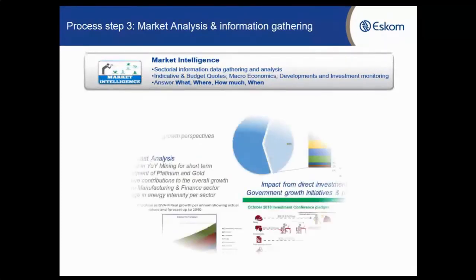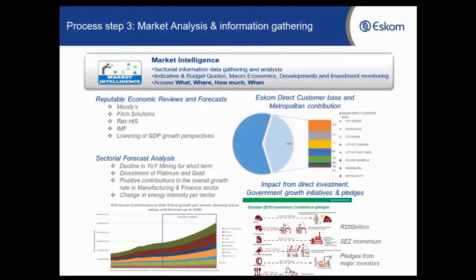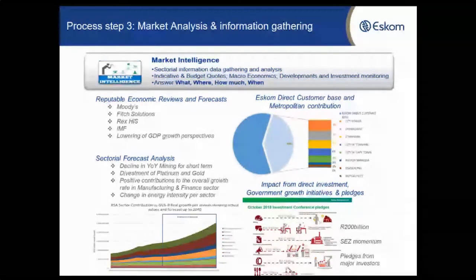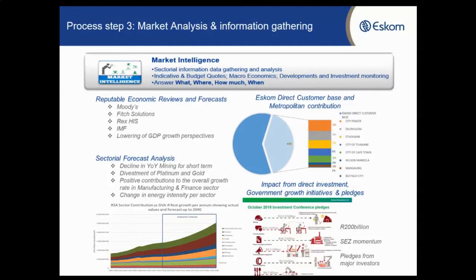So looking at our market intelligence, there's a couple of different sources that we incorporate into this. Our Eskom direct customer base, which is our main metropolitans, is quite a big portion of our load. So we try to get their forecast correct and get some inputs from them to include in our demand forecast. We look at our sectorial forecast analysis. We can see that all of the economic sectors are still growing, but in different combinations of growth. Less energy intensive sectors tend to have higher growth at some point, and some of the more energy intensive sectors tend to slow down. So that has an impact on the amount of energy intensity that we're looking at going into the future.